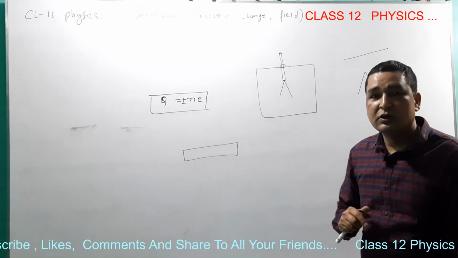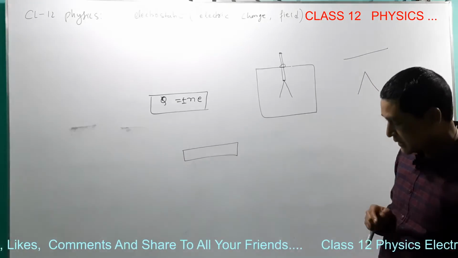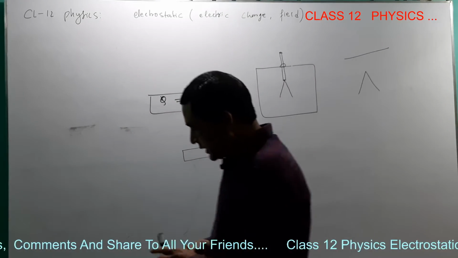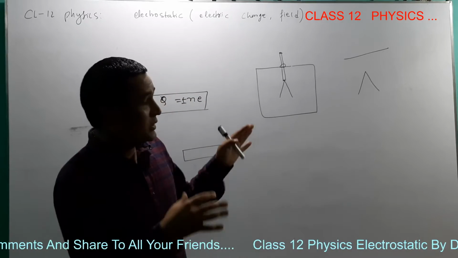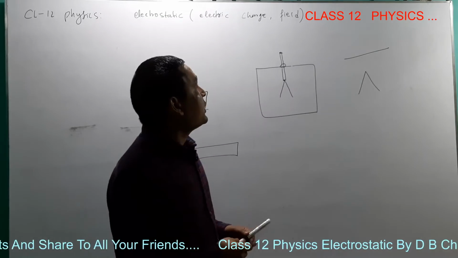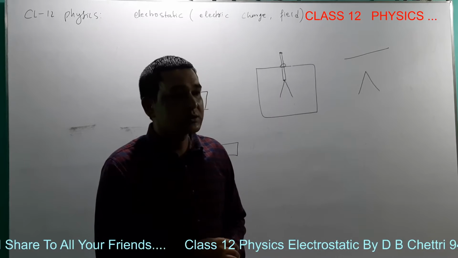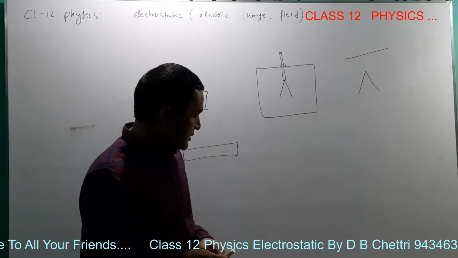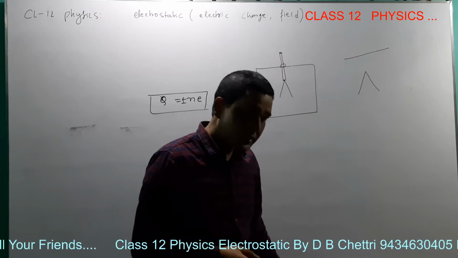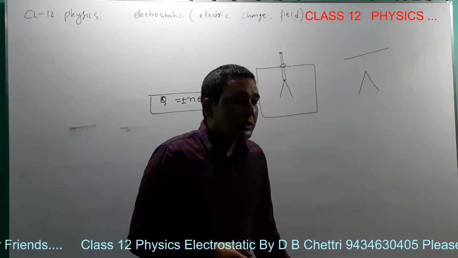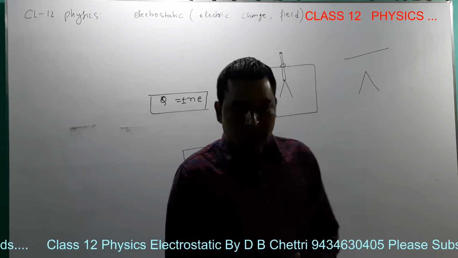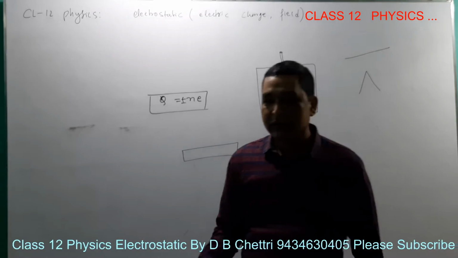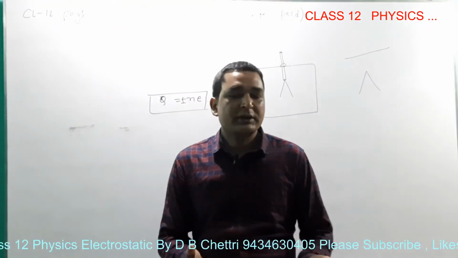This device is called a gold leaf electroscope. The body is fully packed within the cuboid glass box to protect it from dust particles and moisture.